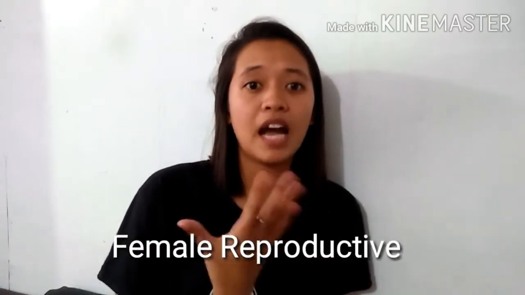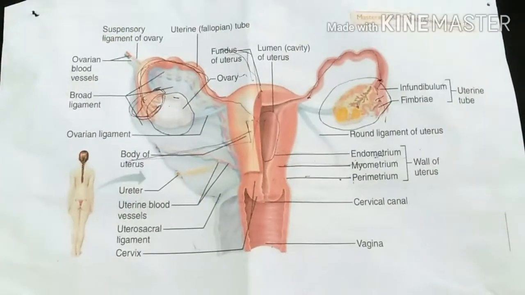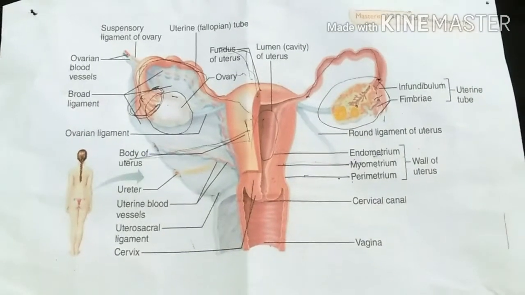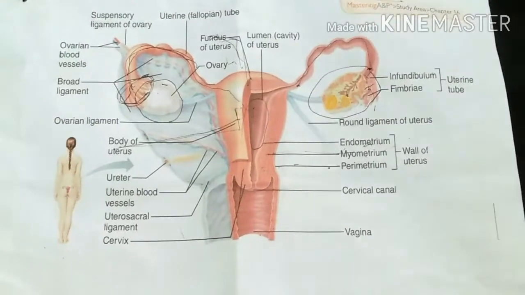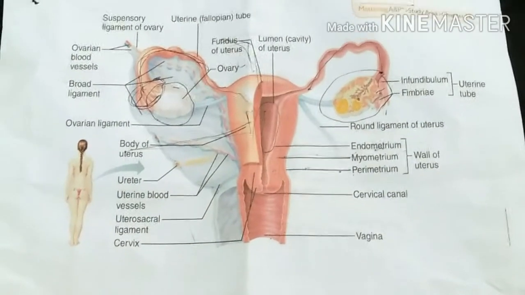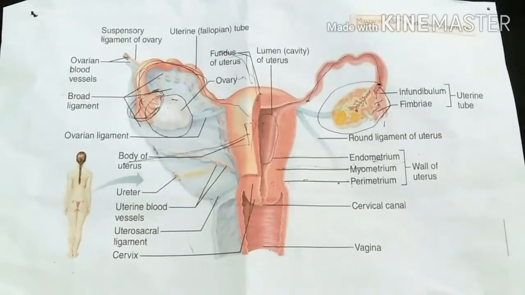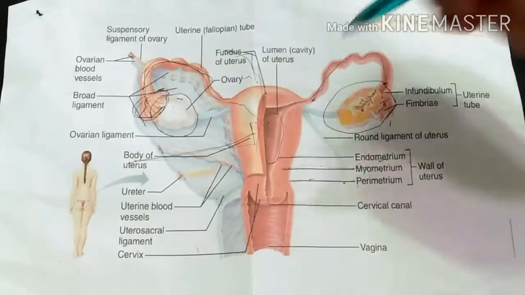So there are two reproductive systems, the female and the male reproductive system. Let's tackle first the female reproductive system, its parts and their functions. The first function of the female reproductive system is to produce ova or the egg cell. The second, it produces sex hormones, the estrogen and progesterone. And the last, it provides a location for the fertilization and growth of the baby. So, let's go to the parts and their function.